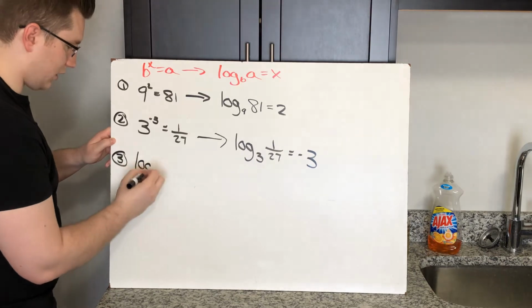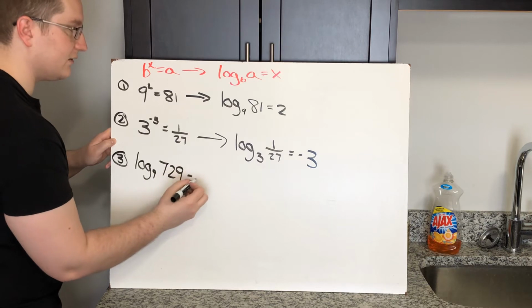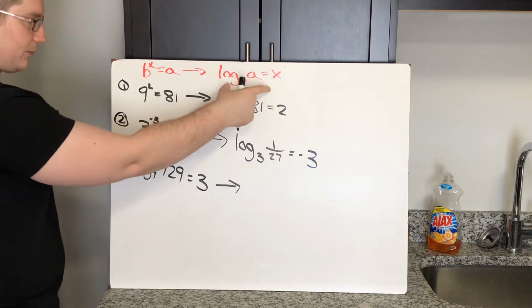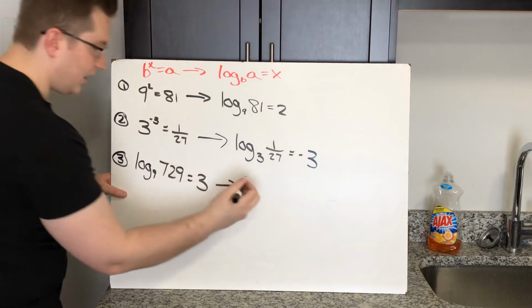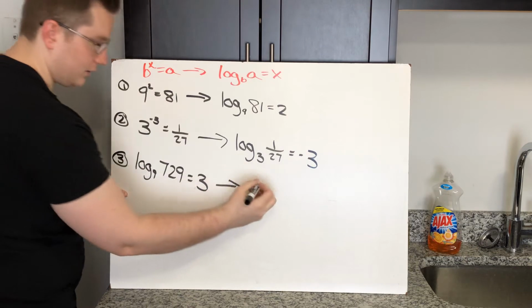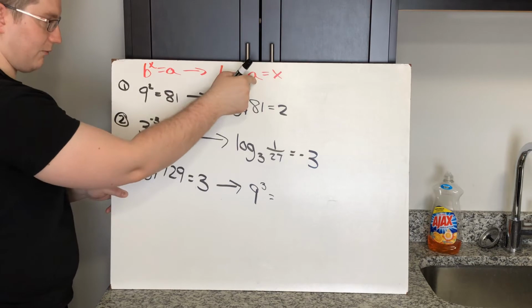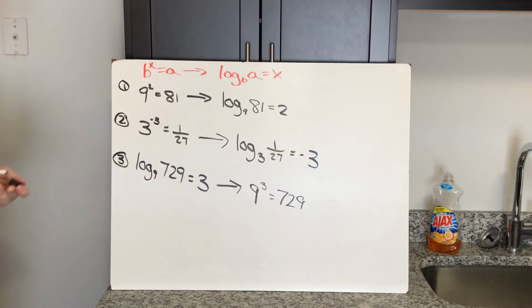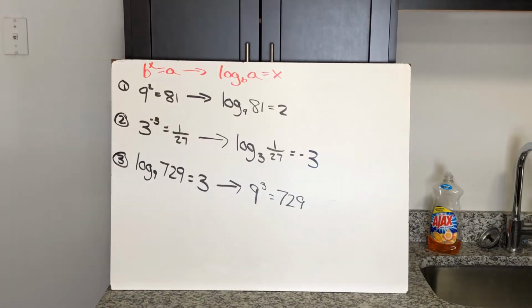So let's switch this up a little bit and try changing from log form to exponential form. If I have log base 9 of 729 is equal to 3, let's go from here to here. First, log base b, so I want b. What's my base? 9. Raised to the x power, which is 3, is equal to a, which is right here, 729. So 9 raised to the third power equals 729. Well, let's figure this out. Put it in your calculator.